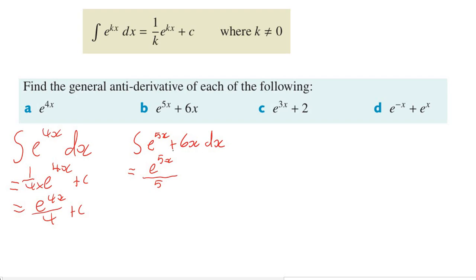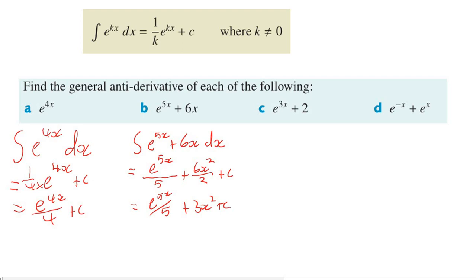We have this separate term over here, 6x. Now remember that when we have a separate term, we integrate it separately. So that just becomes 6x squared, and we divide through by the new power 2. Then plus c. So if you wanted to clean that up, you'd have e to the 5x over 5 plus 3x squared plus c.